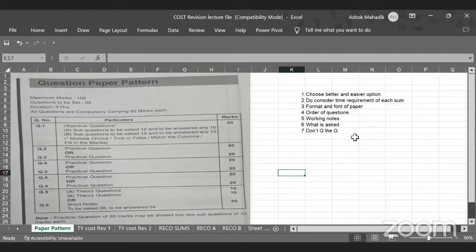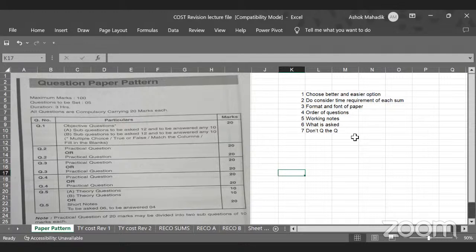Then working notes. I have seen many students are very smart. They calculate things mentally, but this will not give you good marks. If you read the notes to the question paper, it will say that working notes should form part of your answer and they carry marks. So although you can do the calculations mentally, better you write them as a working note.